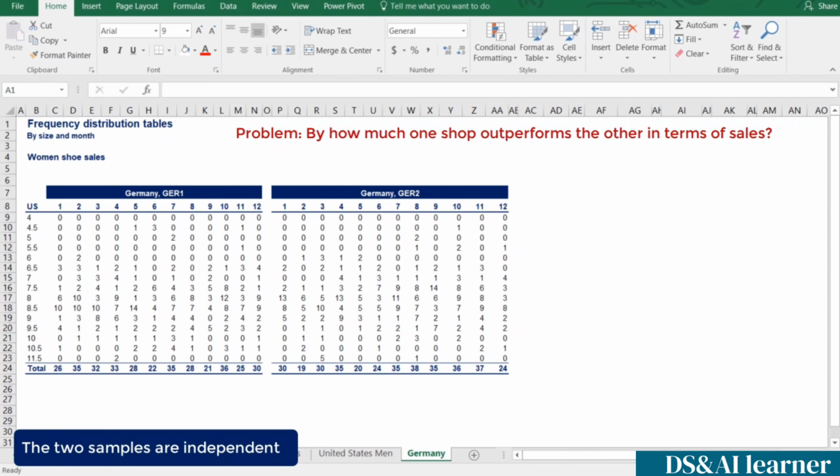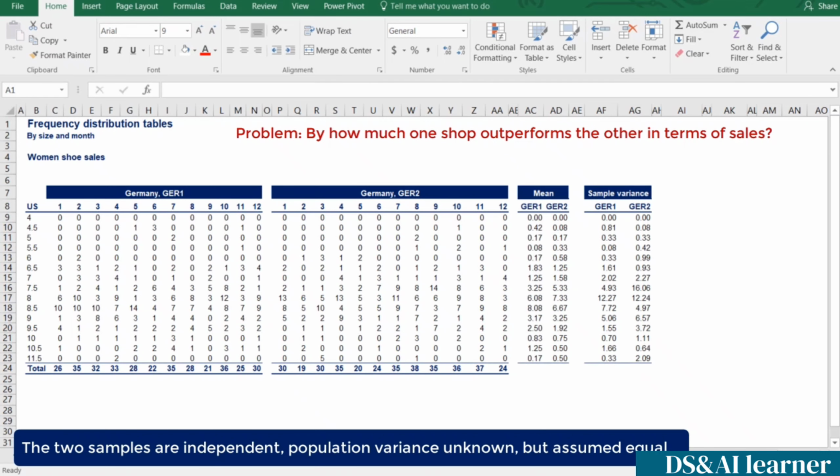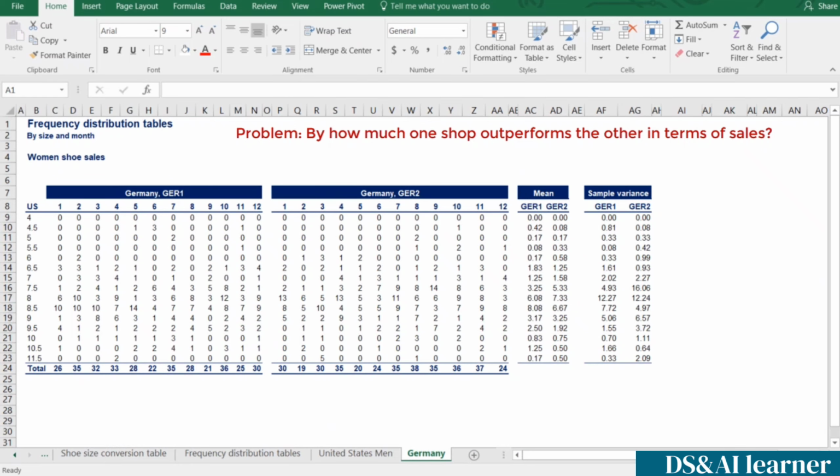Once again, we don't know the population variance, but given that this is the same market in the same country, we can assume it is equal. This implies we are in the case of independent samples with population variance unknown but assumed to be equal. Like in the previous case, we need to calculate the means and sample variances. Here, we must calculate a pooled variance, which is an unbiased estimator of the population variance. We are in the case where we have to use the t-statistic with 12 plus 12 minus 2 degrees of freedom for a 95% confidence.